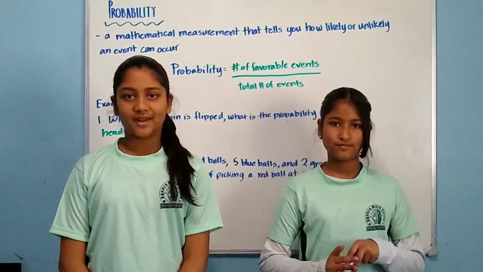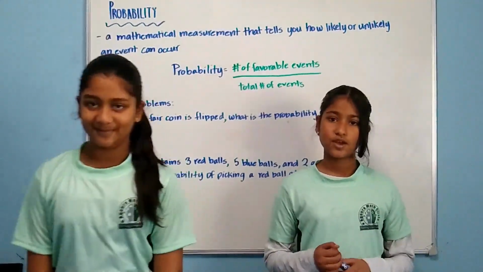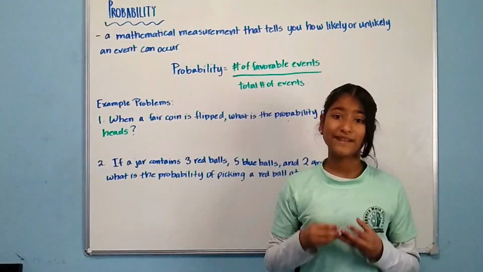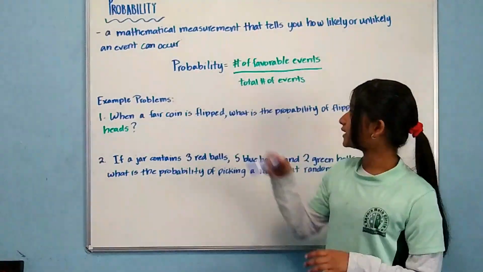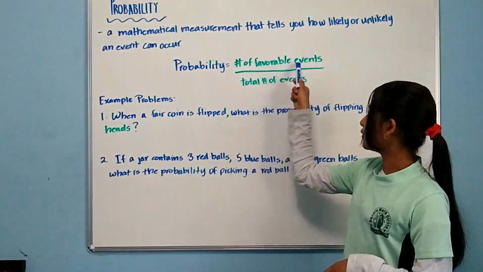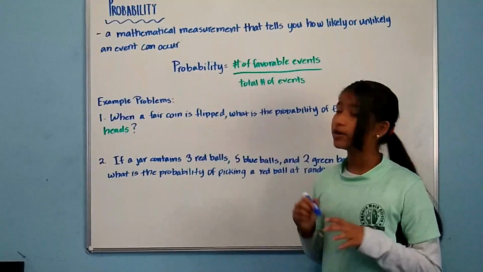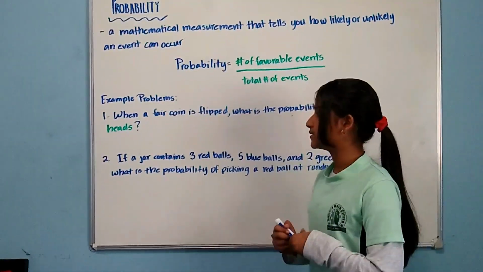This is Junior Advanced, and we're going to be learning about probability. So let's get started. Probability is a mathematical measurement that tells you how likely or unlikely an event is to occur. And probability is equal to the number of favorable events over the total number of events. If you don't understand, that's okay. We'll help you with some simple example problems.